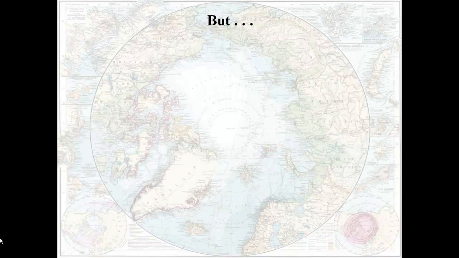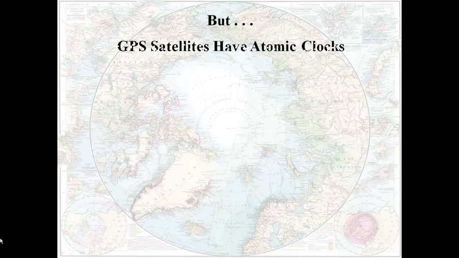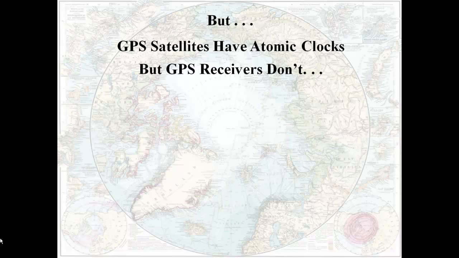What's this but about? Three equations, three unknowns, we should be good to go. Okay, the GPS satellites have these atomic clocks. There's 4 of them on each satellite. They're really precise. They keep really good time. But the GPS receivers don't. If the GPS receivers had to have 4 atomic clocks on them, nobody would be able to afford having a GPS receiver. So the GPS receivers don't really have outstanding clocks.